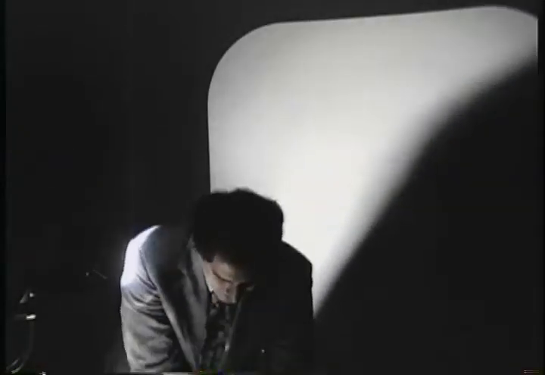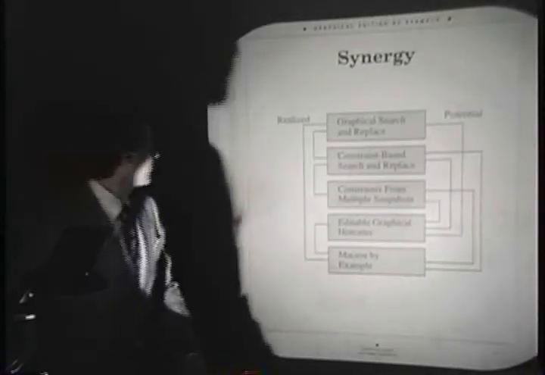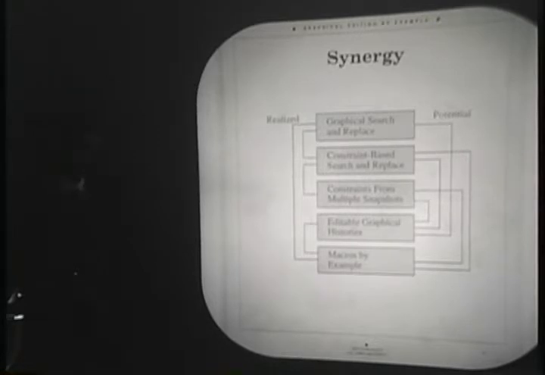So in summary, I've shown you a number of different techniques today: graphical search and replace, constraint-based search and replace, constraints for multiple snapshots, editable graphical histories, and macro by example facility. And even though all of these techniques are independently useful, they also interrelate. And they have a very synergistic relationship.